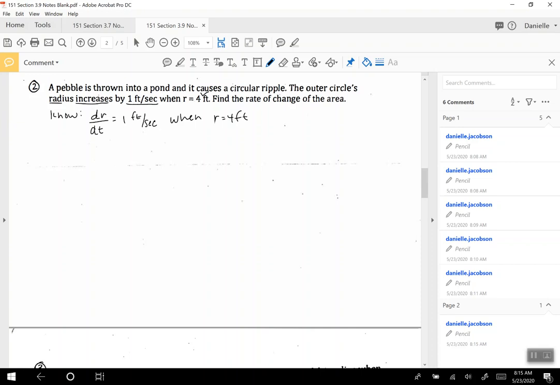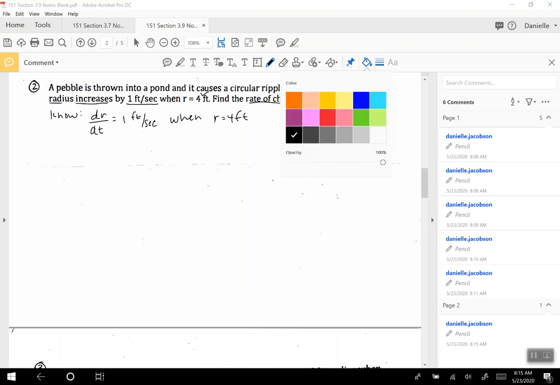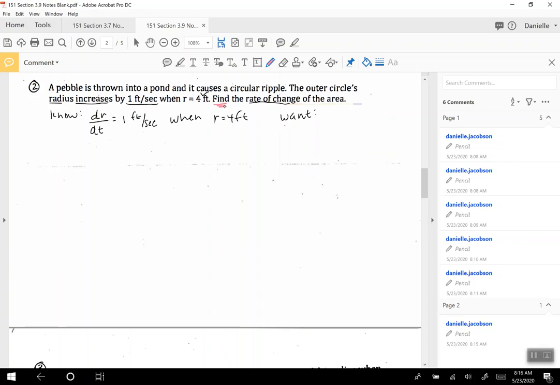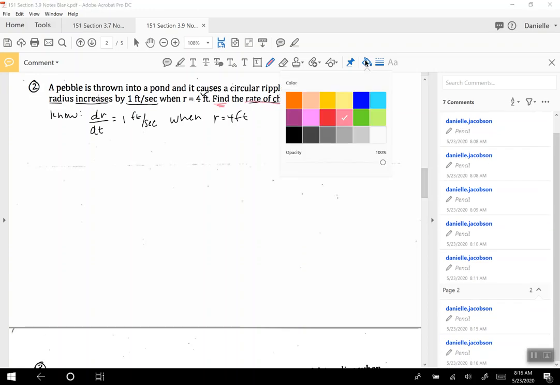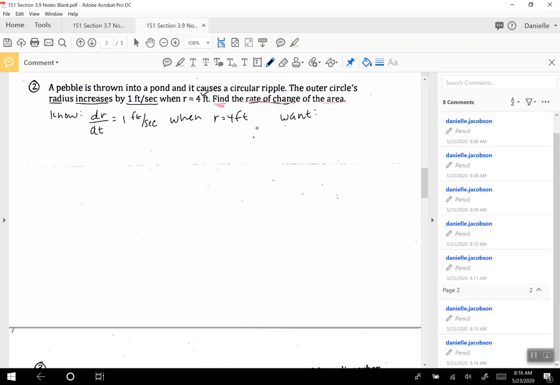Okay, well, that's what we want. So what we want is the rate of change of area. So we want to find, I'm going to color this differently, aka what we want, the rate of change of area. Right? So the way we'd write rate of change of area in calculus terms is dA, the change in area, dt, the change in time.